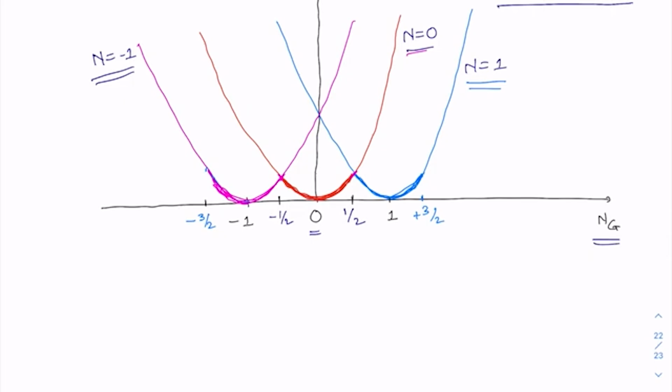Now the next thing that we are going to do is turn on the perturbation. Then obviously we will see that these energy levels are no longer going to cross, and we are going to get the situation of avoided crossing. This we are going to discuss in the next class.